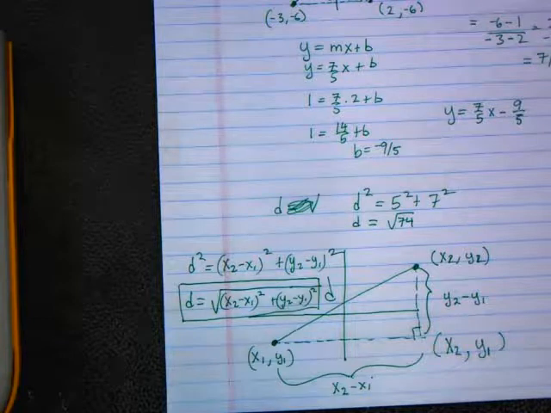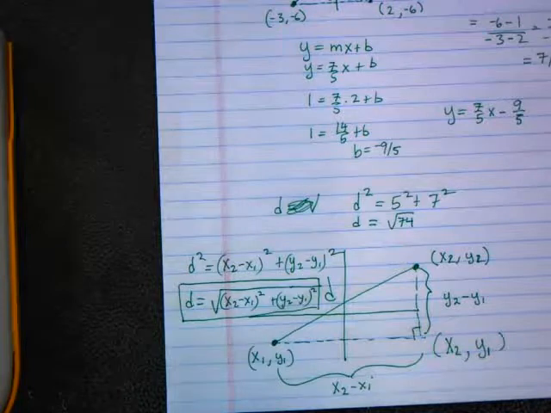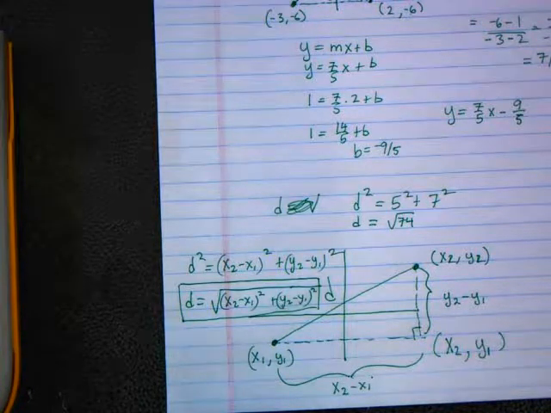Questions on that? The distance formula is really what? Where did that come from? It's really a different way of writing the Pythagorean theorem. That's all it is. Distance formula is a fancy way of writing the Pythagorean theorem.